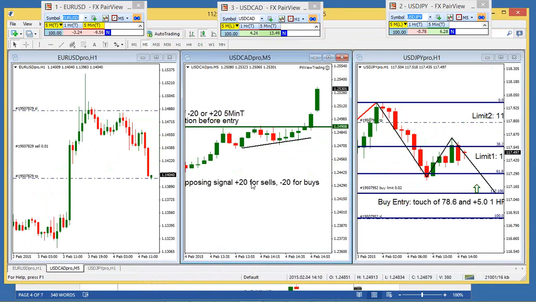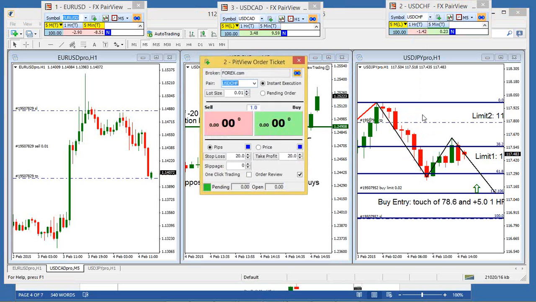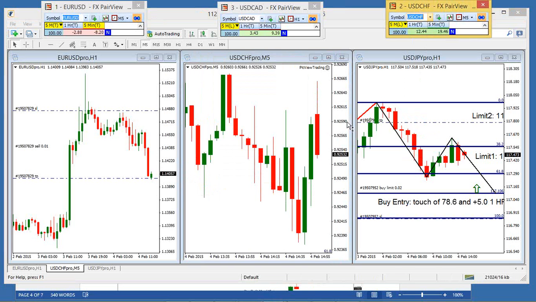Let's look at our other charts. Yeah, definitely strong for the dollar here. Dollar CAD's coming up. Let me check our dollar Swiss chart. Here, I'm going to move, check dollar Swiss right in here real quick. Bring that up.